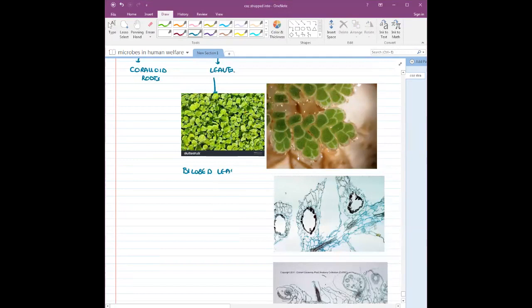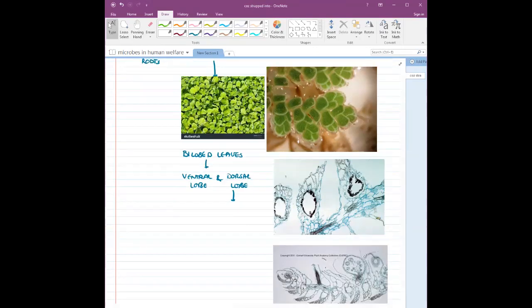It has these bilobed leaves, and in these bilobed leaves, you're going to see that we have a ventral lobe, which is going to be on the top side, and the dorsal lobe, which is going to be on the bottom side. But now this dorsal lobe, guys, remember, this is the one which is going to be infected. So inside this dorsal lobe, you are going to see this aerenchyma.